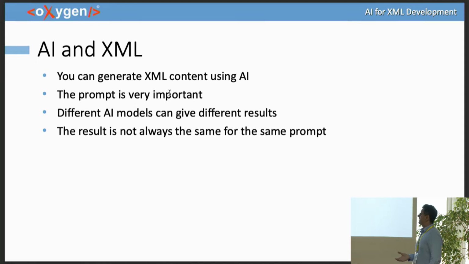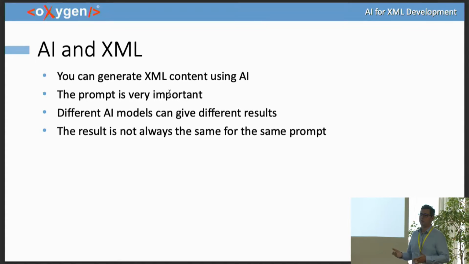So AI and XML: you can use AI to generate XML content. When you generate, the prompt is very important, so you need to pass exactly the information that you want to generate there. And you can get different results from the different models. So if you are using OpenAI, then the prompt maybe doesn't work well on Claude or on other AI models. So you need to maybe adapt the prompt depending on the AI model that you are using, and you need to also check the result.